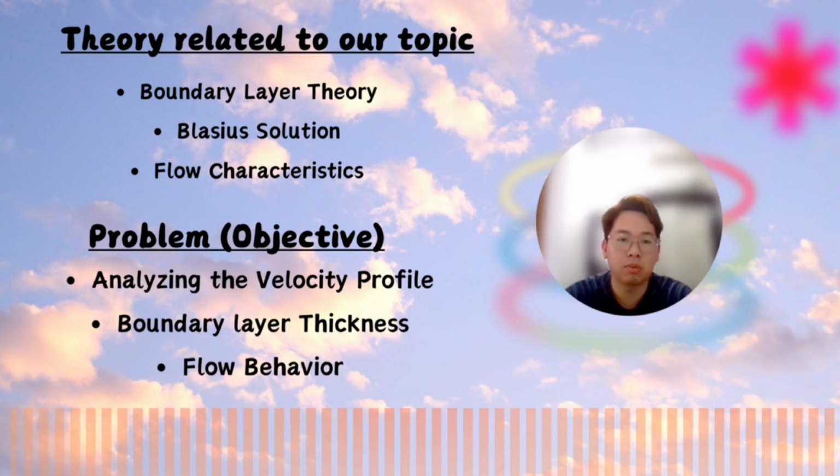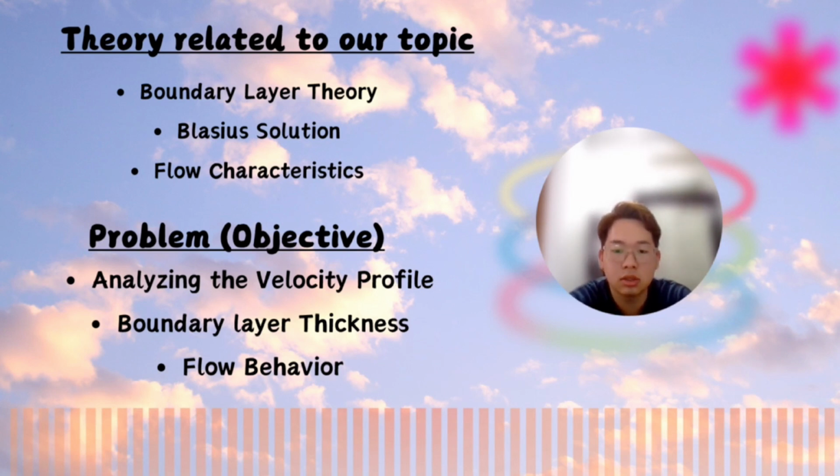Transitions to turbulence further downstream. Second, I want to talk about the problem. First is analyzing the velocity profile. The velocity profile within the boundary layer changes with airflow velocity due to variation in shear stress and viscous forces. At low airflow velocity, at lower free stream velocities, the fluid momentum is weaker, resulting in a more pronounced effect of viscous force. At high airflow velocity, at higher free stream velocity, the momentum of the fluid dominates, reducing the relative importance of viscous force.